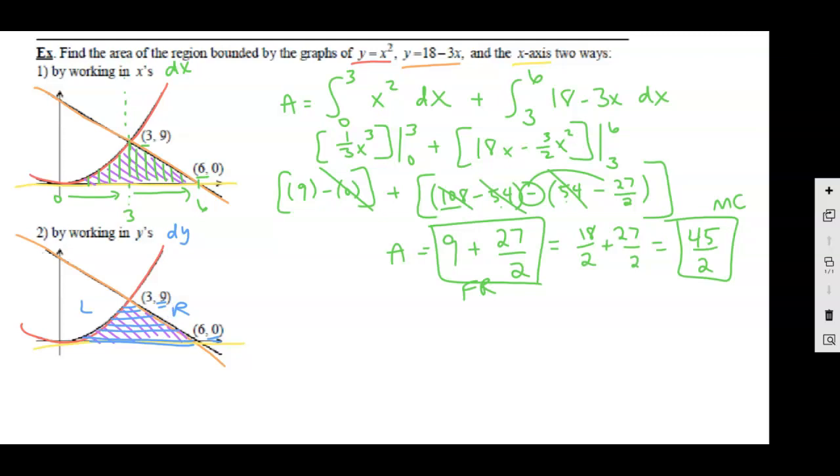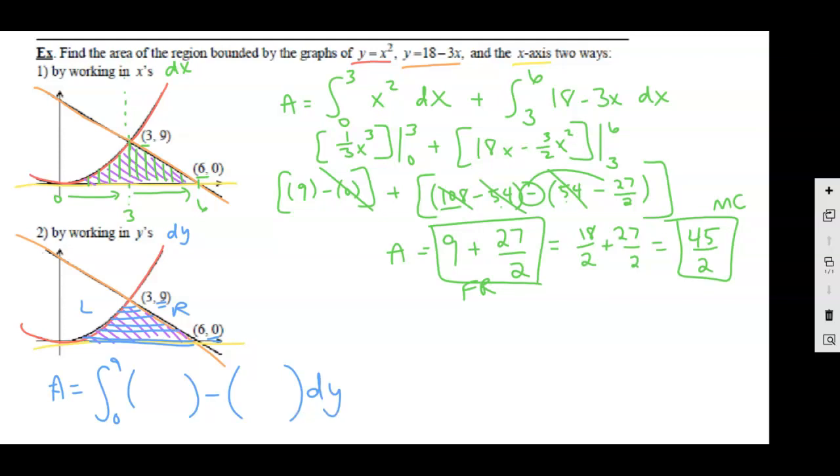Okay, so here we go. Let's go for it. We'll integrate it from the bottom, which is y equals 0, to the top. And then what I'm going to integrate is the right minus the left. Okay, but I need to get those right and left curves in terms of y. So let's go solve for them.